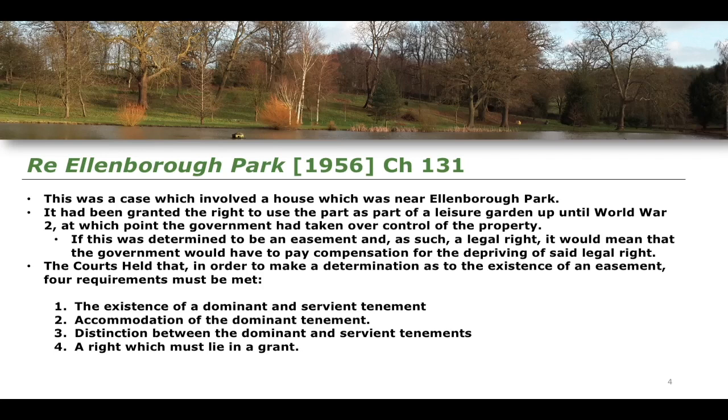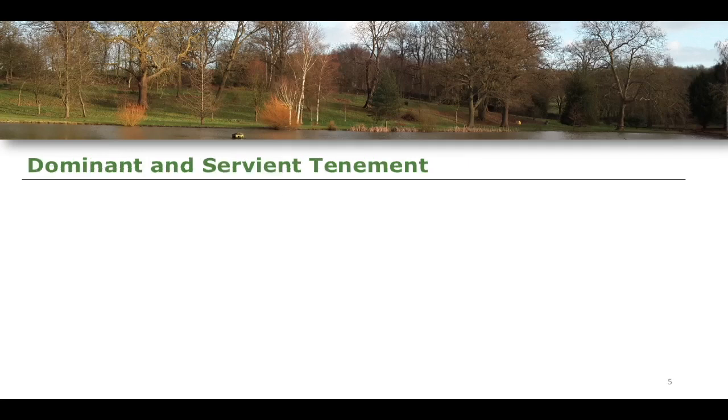Let's then unpack each of these different elements and these different requirements. So what do we mean when we talk about dominant and servient tenements? What does this actually mean? And bear in mind that we're going to come on to this kind of language as well when we look at freehold covenants. So don't think that you can just forget about it as soon as we've finished our lessons on easements. So bear that in mind.